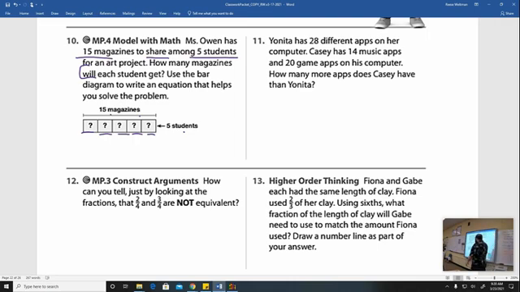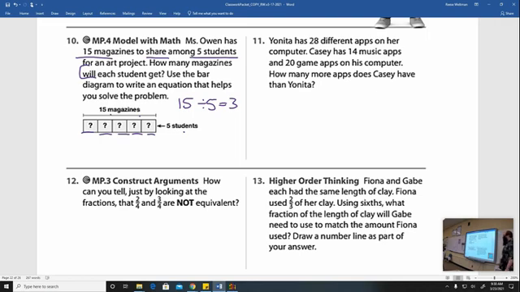Madeline, how many does each student get? It's 15 divided by 5, not the other way around. Every student gets 3 magazines. Perfect. Just remember that it's not 5 divided by 15. It's 15 divided by 5, because 5 can't be divided by 15, right? You can't divide 5 up 15 times. But you can divide 15 out 5 times. And that's what she told us right here. 15 divided by 5 is 3. Each student gets 3 magazines.